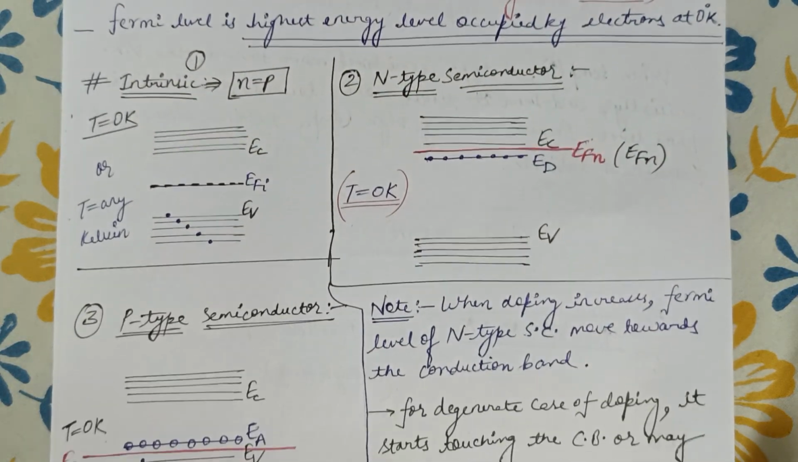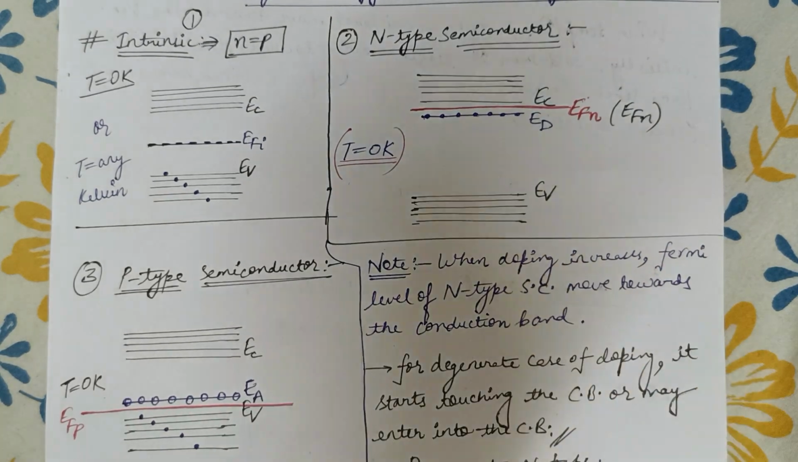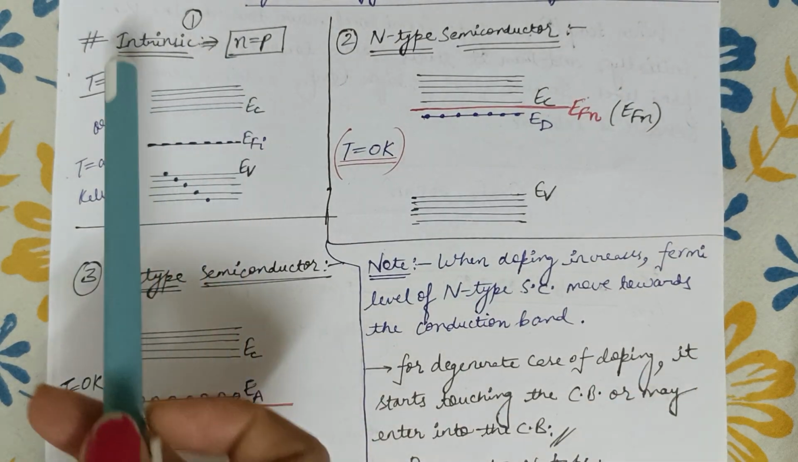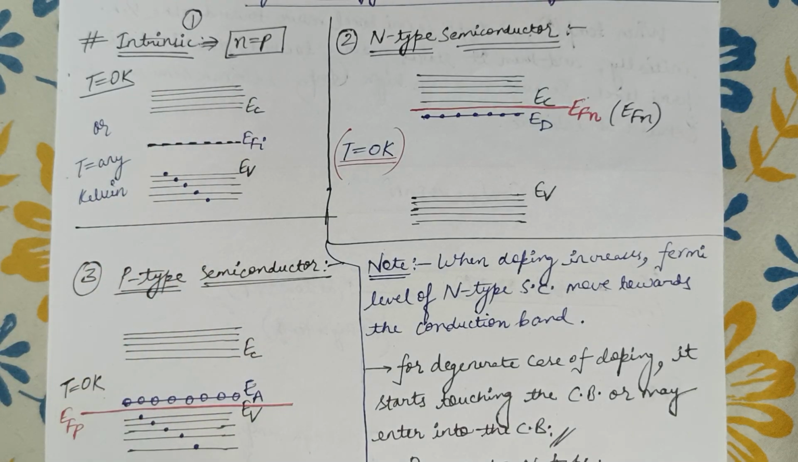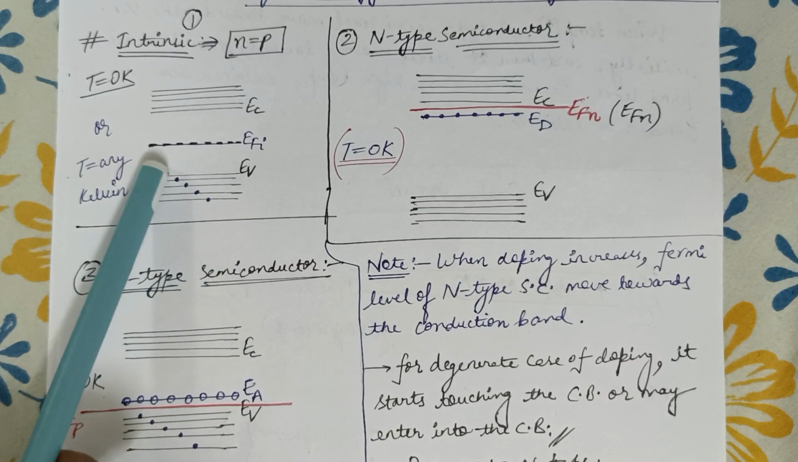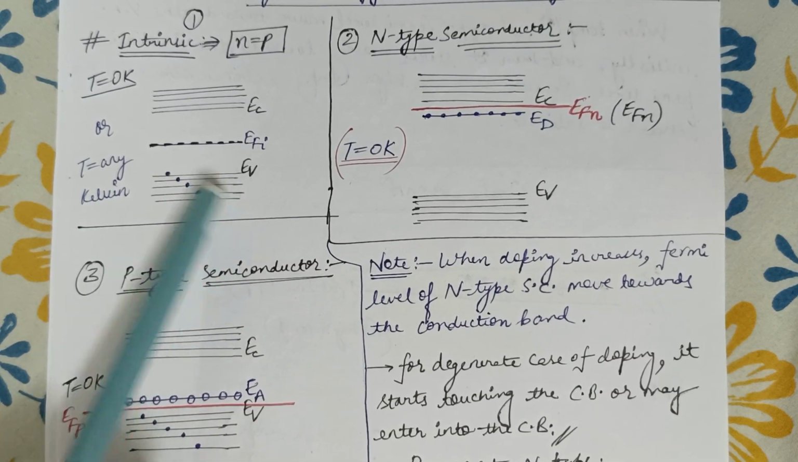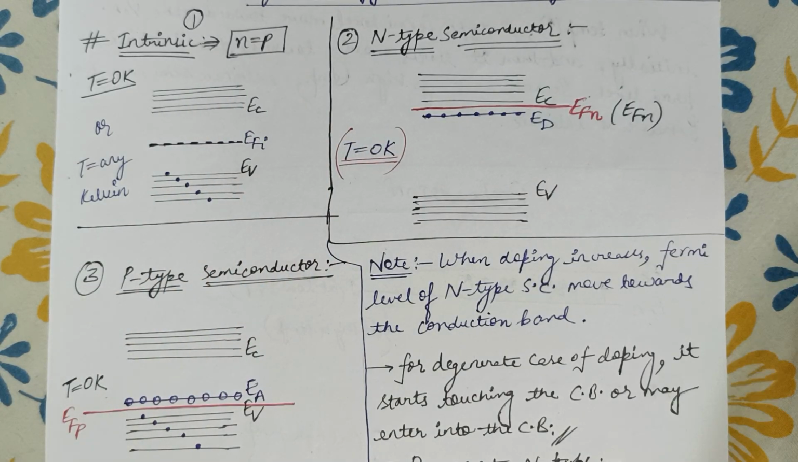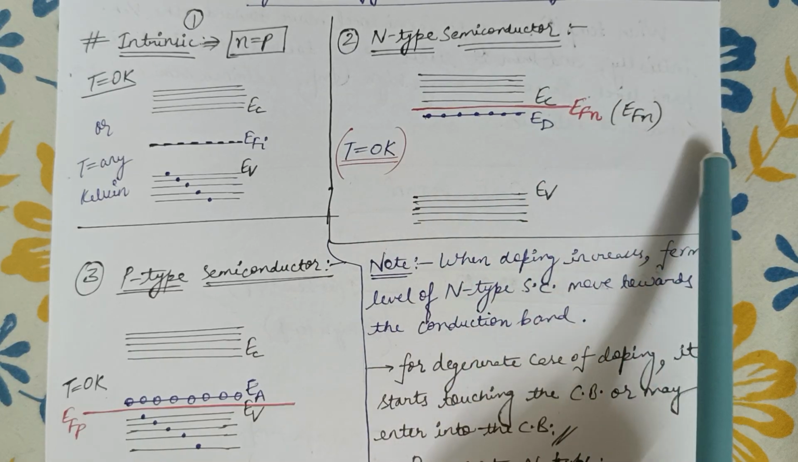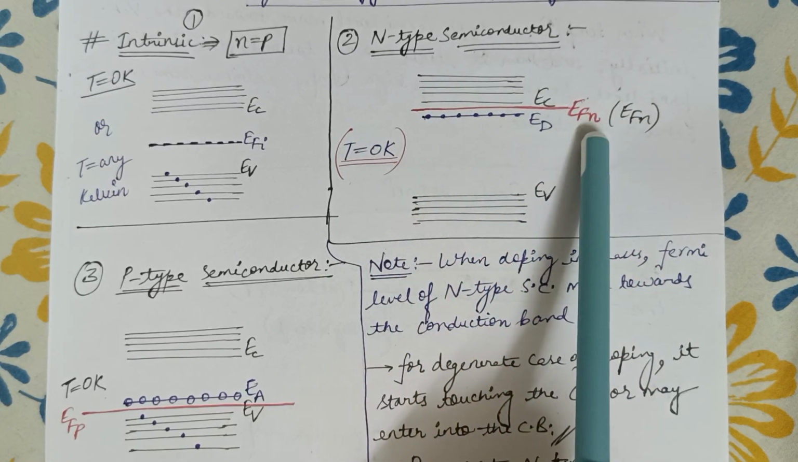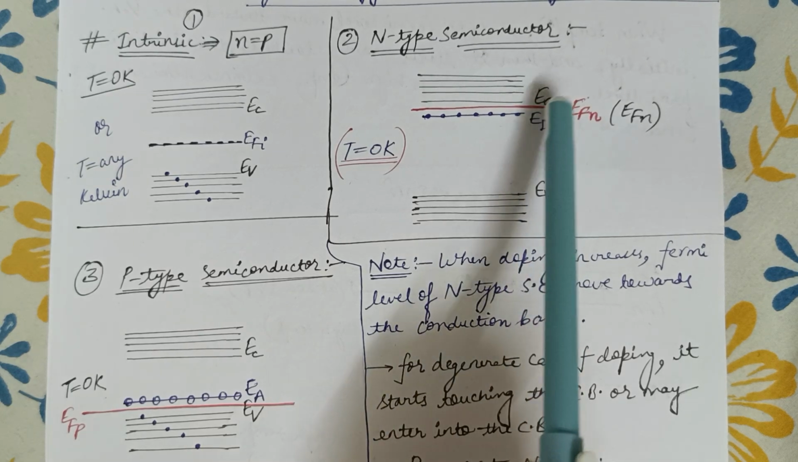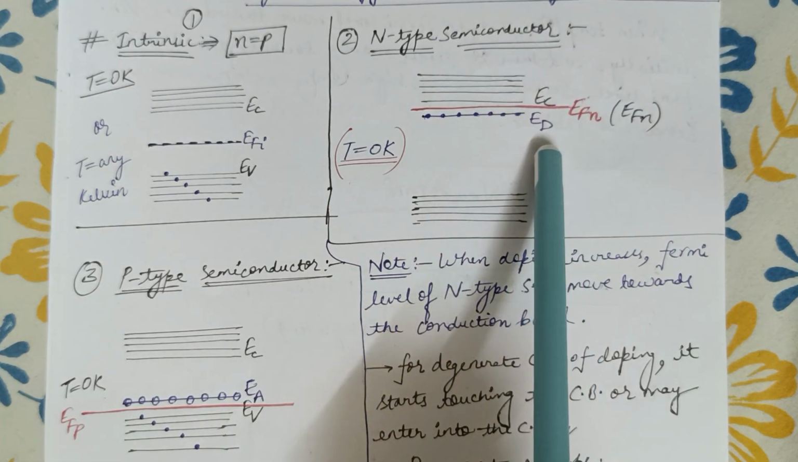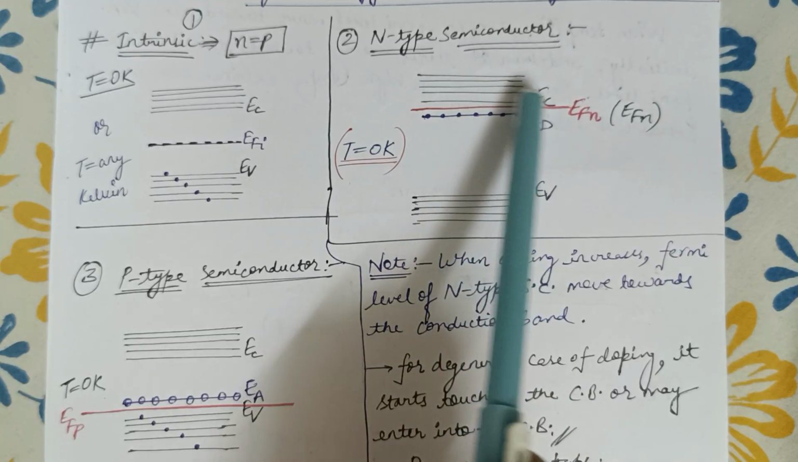Now there are three cases, and we will see what happens here. As you can see, the first figure is of intrinsic, and in intrinsic, E_Fi is at the center, all the levels are filled up to E_V in the valence band, and the conduction band is empty. Now what happens in an n-type semiconductor? We know that because of the donor impurity N_d, there will be some additional electrons, n is greater than p, and E_Fn is drawn between E_C and E_D, and it is actually midway.